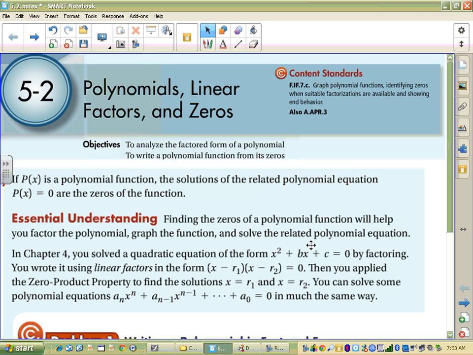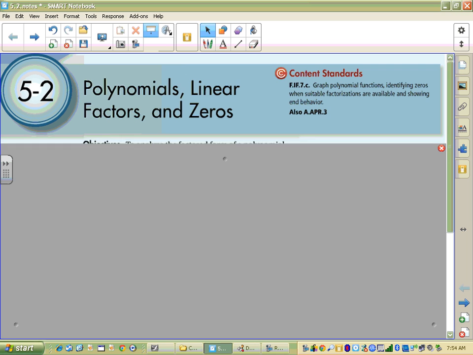So anyway, we're looking at Chapter 5, Section 2. We're talking about polynomials, linear factors, and zeros. So if I'm taking notes, what I would write: 5.2, polynomials, linear factors, and zeros.